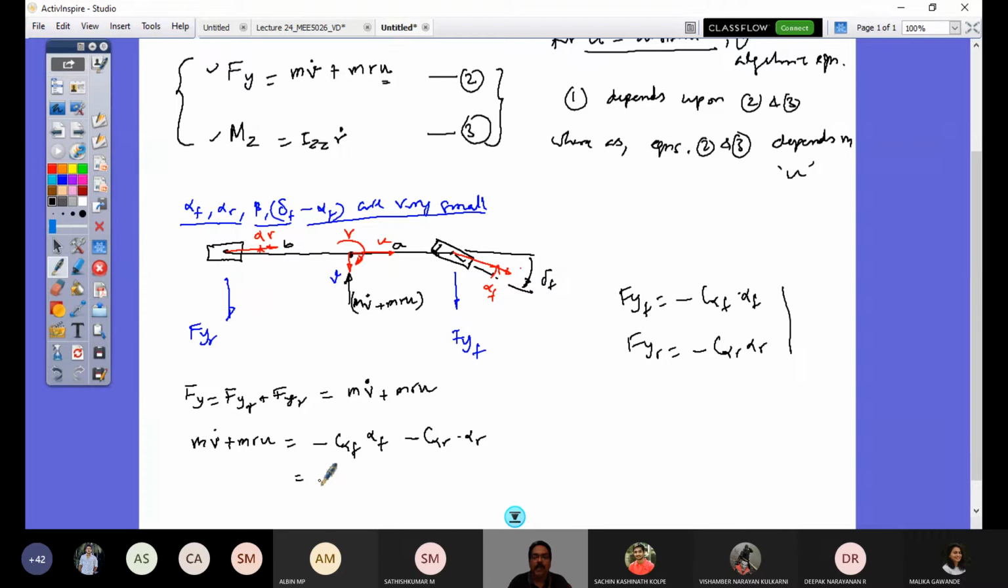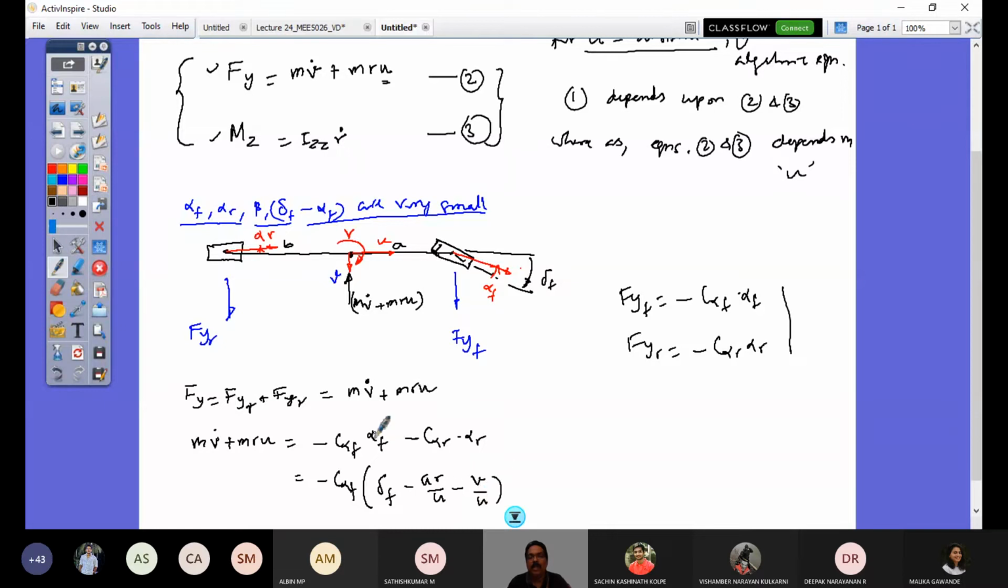Minus C alpha f, the value is delta f minus A r by U. The A r by U is this because this is the point of rotation, and A into r would have linear velocity. Along with that I have V also, so V by U. So this is what is delta F.